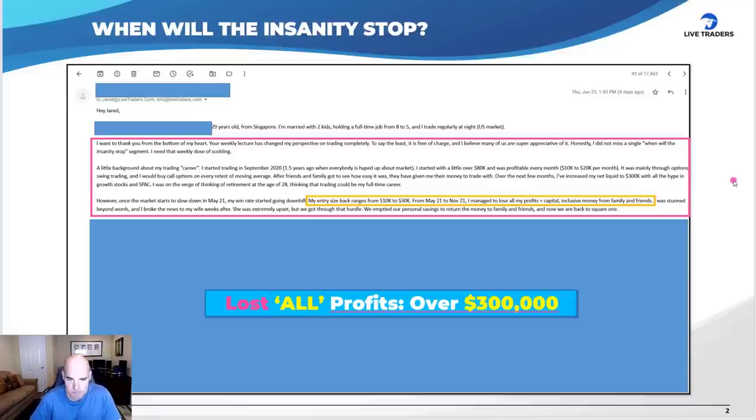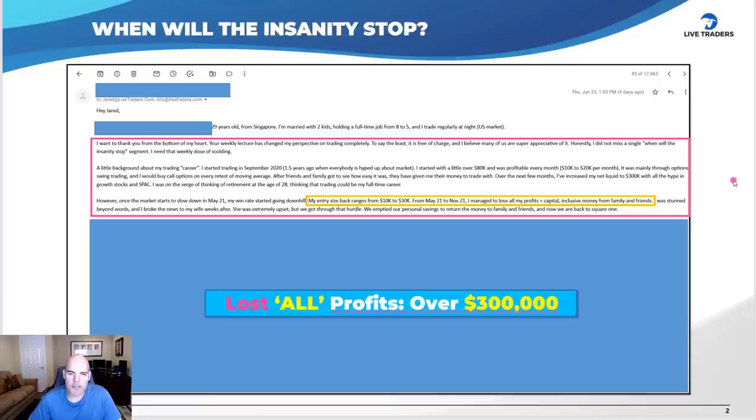However, let's get to the good stuff. This person started with an $80,000 trading account. And then eventually, after, let's be honest, risking way too much money too soon, decided that they needed more money to trade. So they elicited family and friends for more money, right? Because, you know, things were going so well for this person. And over the next few months, I increased my net liquid to 300,000 with all the hype in growth stocks and SPACs.